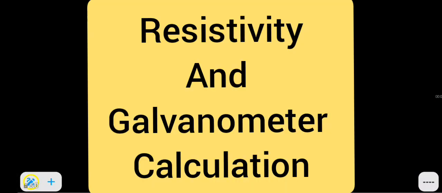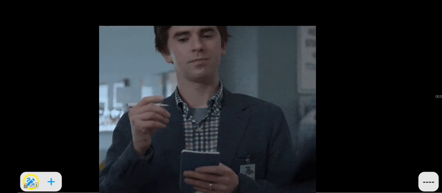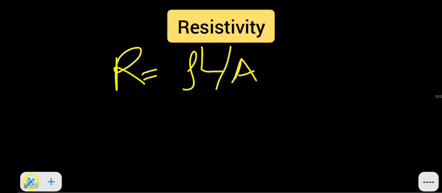In this video, we're going to be breaking down the topic resistivity and galvanometer calculations for JAMB, WAEC, NECO. Okay, so let's start with resistivity. The formula of resistivity is given by R is equals to rho L over A.